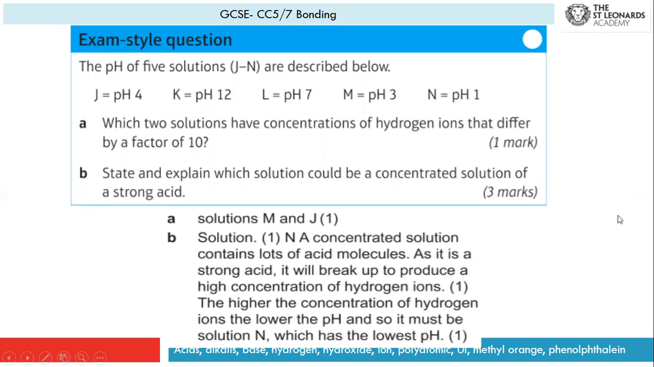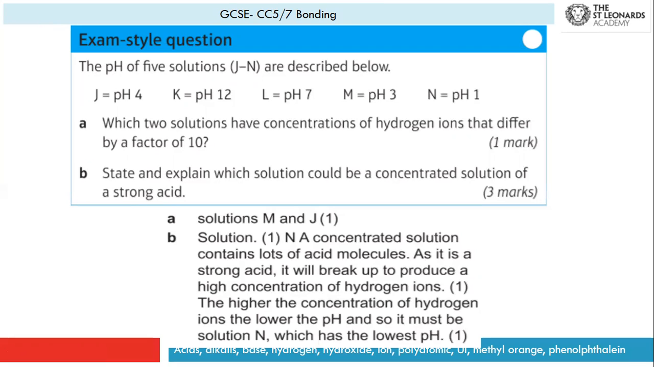Right, I've just put up the mark scheme there. So which two solutions have concentrations of hydrogen ions that differ by a factor of 10? If you have a look, M is pH 3, J is pH 4. Okay, we've moved down the scale, so the number of hydrogen ions have multiplied by 10. So there is your answer.